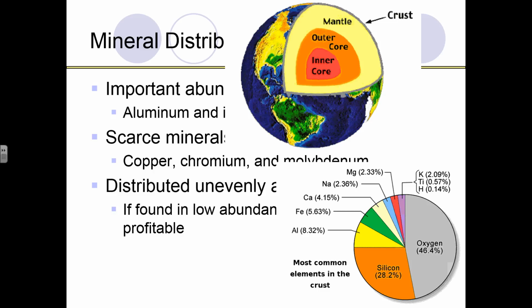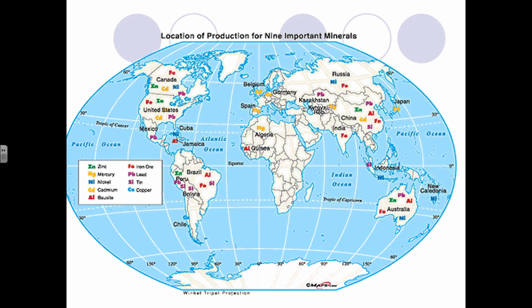So 46.4% is going to be oxygen, and then 28.2% will be silicon. You can see the lesser percentages of the other minerals there. Alrighty, so this is showing you 9 important minerals and their distribution across the world. So you can see we have some copper in the United States, zinc, I know it's kind of blurry, lead, and so it's distributed unevenly. Certain areas or countries have more minerals than others, just like fossil fuels.